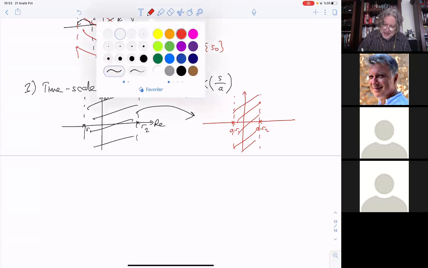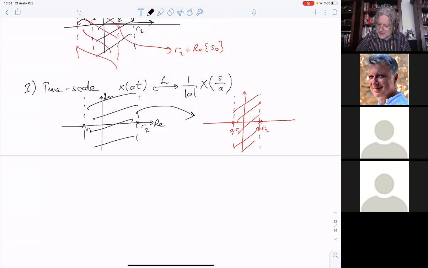Okay. You can think of it because of this. S over A equal to R1 will be your new pole. Therefore, S is equal to R1 times A is the new pole, A times R1, as you see here. Or A times R2 similarly is here. So the new poles are just scaled according to whatever the value of A is. Please think about it by yourselves, contemplate a little bit.